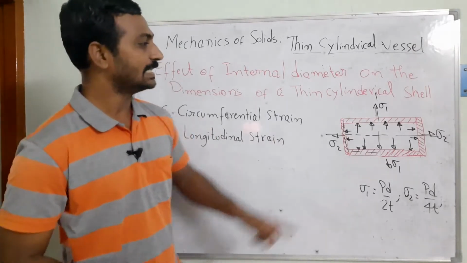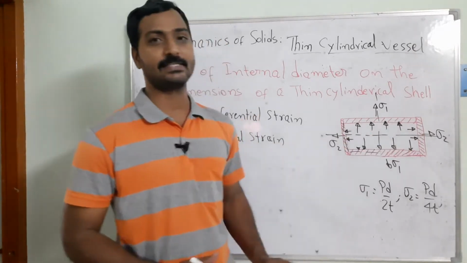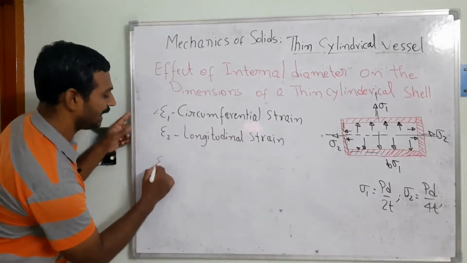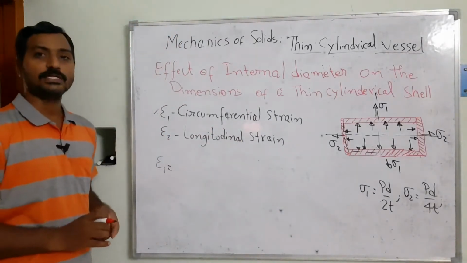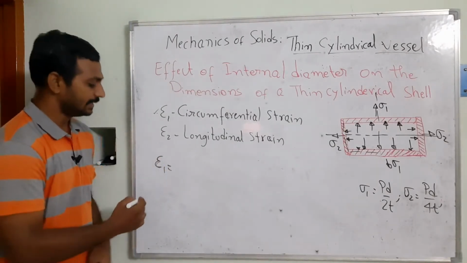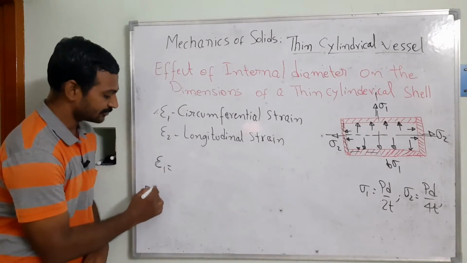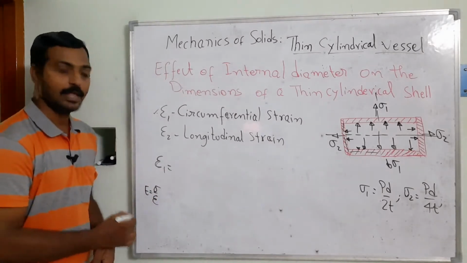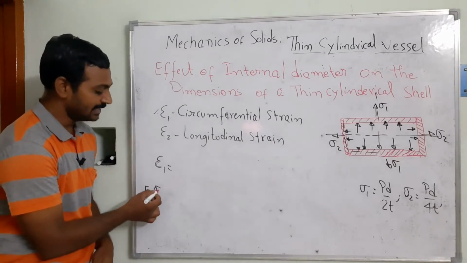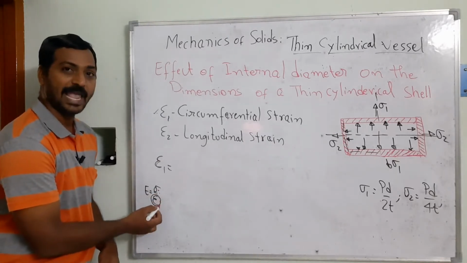As we know, this member is subjected to two stresses, so how could you write the circumferential strain? That's going to be epsilon 1 is equal to, what is the formula we have? We know Young's modulus is equal to stress by strain. Now I am going to remove the strain from the denominator, so I will write strain equals stress by Young's modulus.